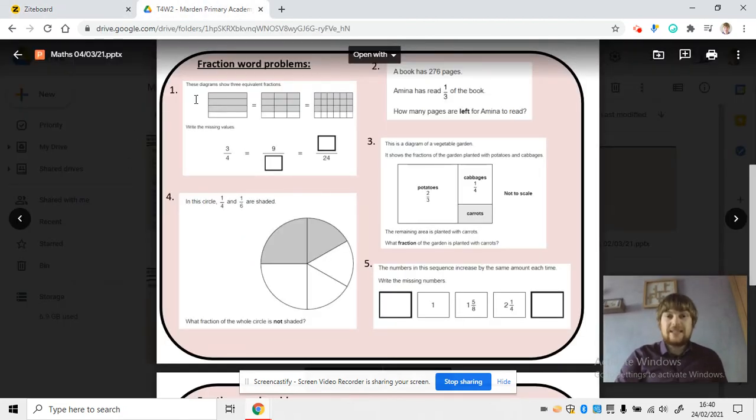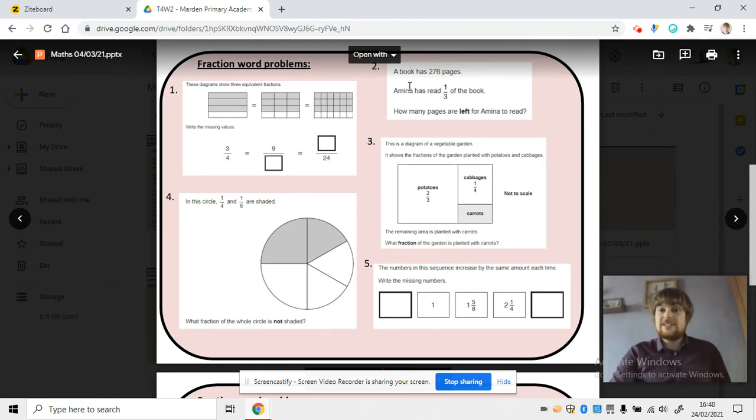So when you've done that, these are your 5 questions that you're all going to be able to go out and do. Question 1 goes, these diagrams show 3 equivalent fractions. You need to write the missing values and establish what these fractions are. Use the diagrams there to help you.